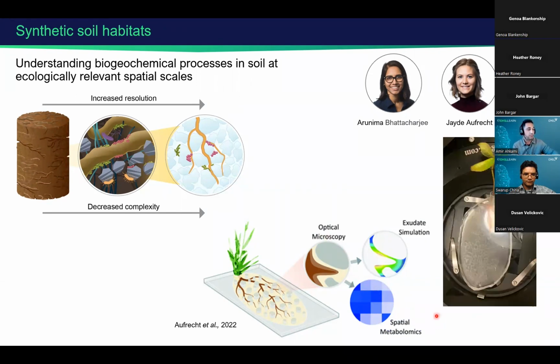And as you see here, you see this in action when we grow poplar there, and you see poplar roots navigating through these synthetic pores. Then we put it in the microscopy platform and image it. So, for example, you can use fluorescently tagged microbes and inoculate this system, and then monitor how those microbes colonize specific root cells in the root system.